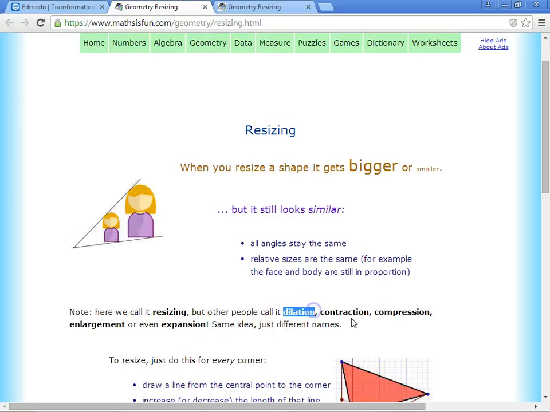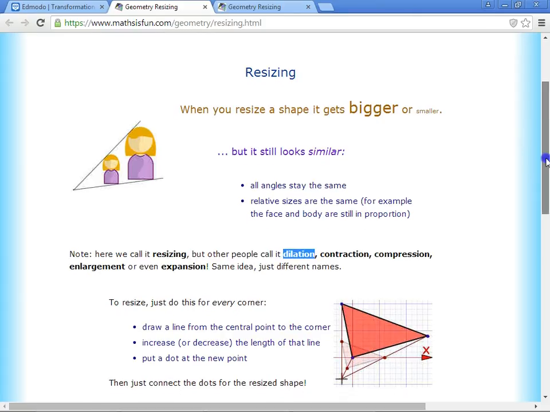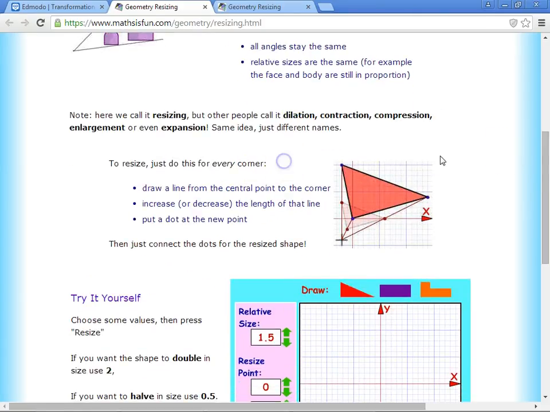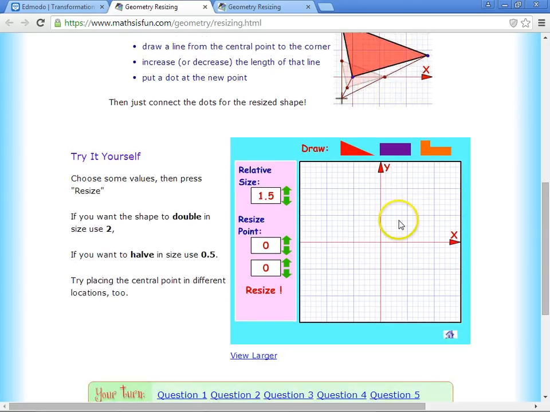That's what we're going to stick with. But contraction, compression, enlargement, or even expansion, they're all the same idea. They just have different names. The construction of a dilation, when you're dilating about the point (0,0), is that once you have your scale factor, you would draw lines through your pre-image to your post-image, and that would make sure that you dilate the picture in the right direction. Let's take a look at the gizmo here on Math is Fun.